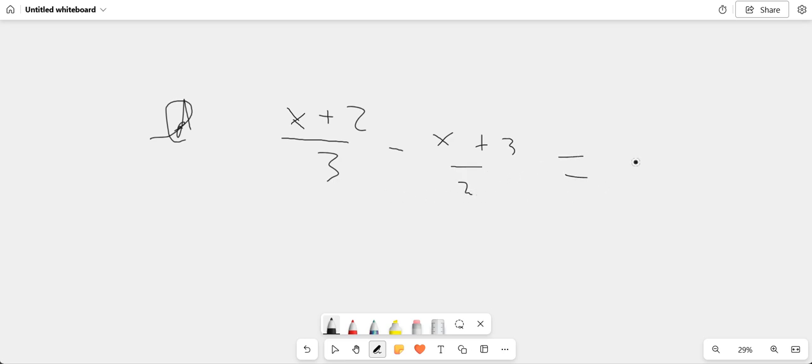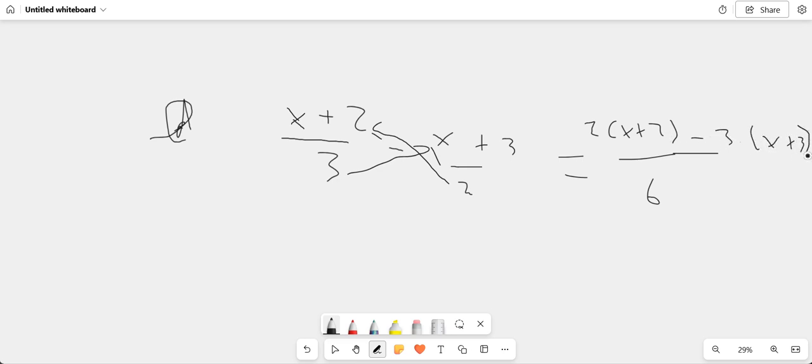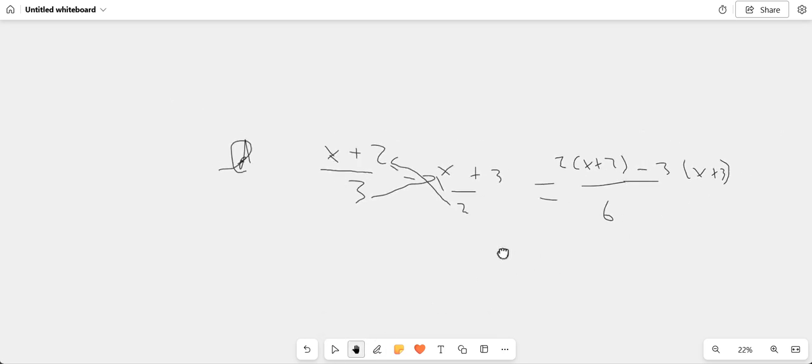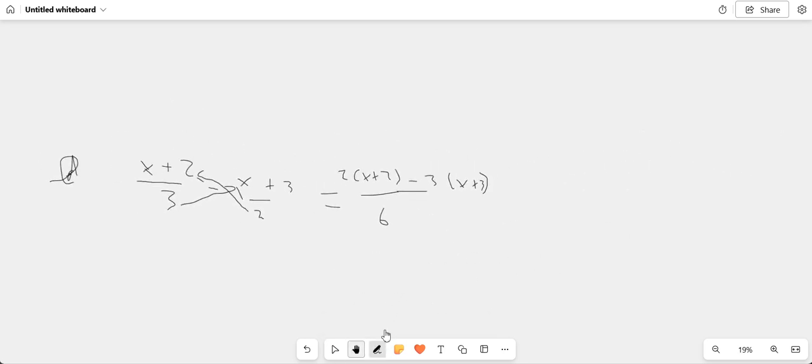Again, times the 2 bottom, yeah, that becomes 6 on the bottom. And then again, do the same thing. So times that up there. So that's going to be 2, open bracket, x plus 2. Yeah, and then the sign in the middle was negative, yeah? And then 3 times that one there is 3, open bracket, x plus 3, yeah? Cool.